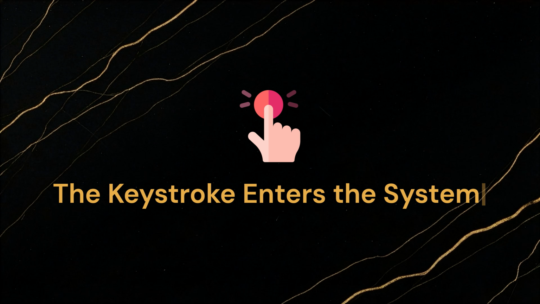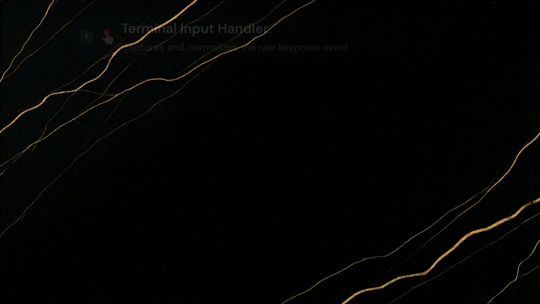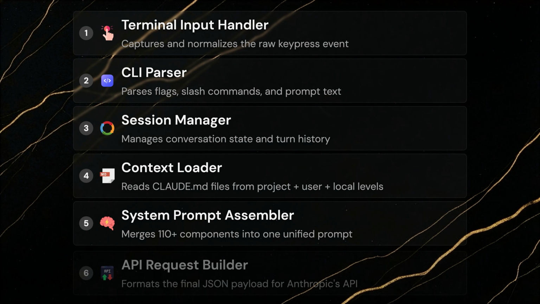Let's start with something simple. You type "fix the login bug" and press enter. Your prompt doesn't go straight to Claude, it actually passes through 6 layers before it ever reaches the model.